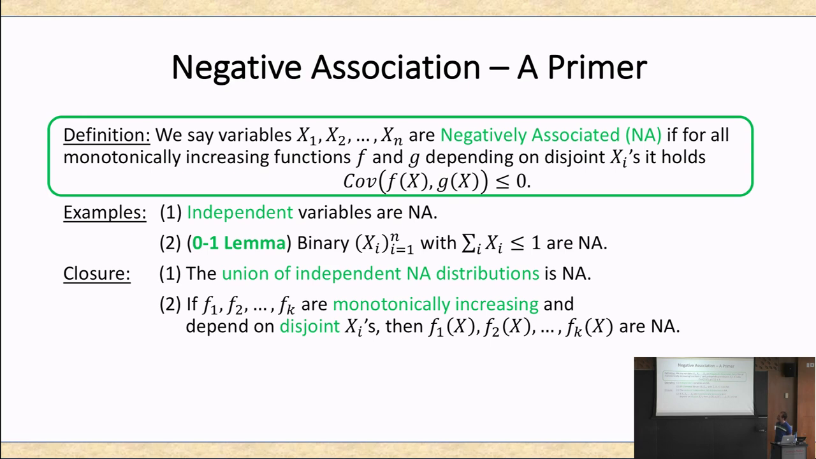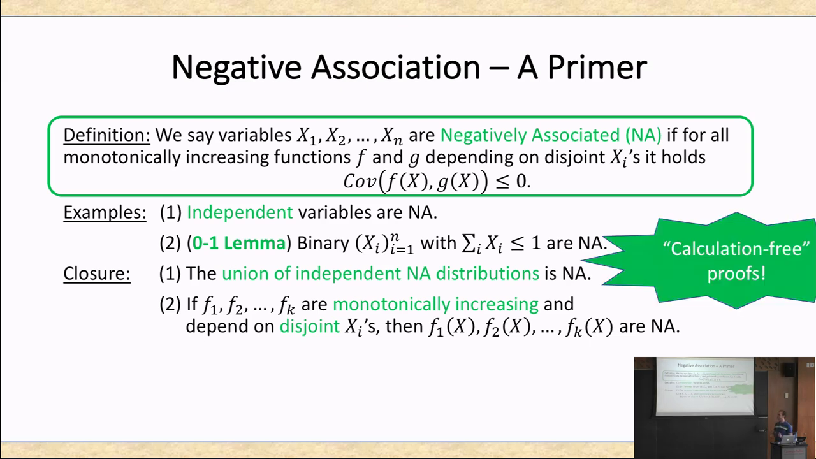All right, so points 1 through 4 here are supposed to be the selling point: calculation-free proofs. It's not quite clear how you prove these things, but given very simple distributions like this, you can build very elaborate ones using these closure properties.